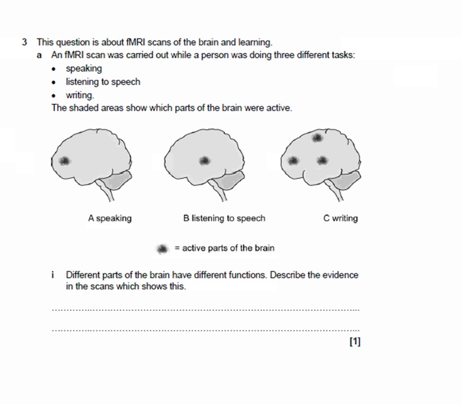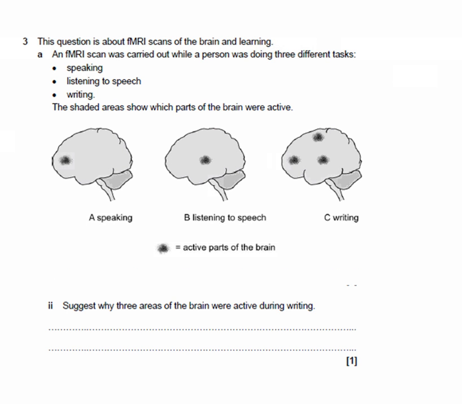Well, I think the evidence is pretty clear. When they were speaking, this part of the brain was active. When they were listening, this part of the brain is active. And look, with the speaking part, it's not active. So when they're doing different skills, different parts of the brain were being used. The answer we were looking for is something along the lines of different parts of the brain are active during different tasks. So different tasks use different parts of the brain.